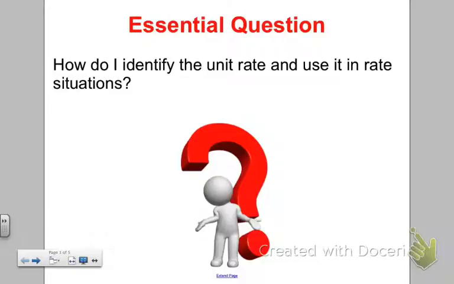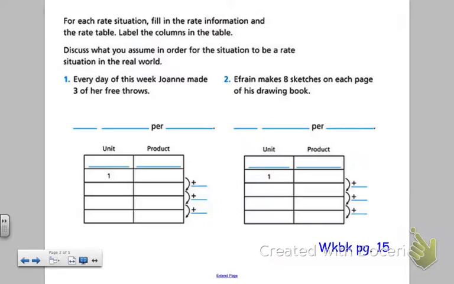In Lesson 5, we're going to continue to identify the unit rate and look at it in rate situations. If you take a look at your workbook, page 15, you're going to see 4 different rate situations. We're only going to do 2 together.